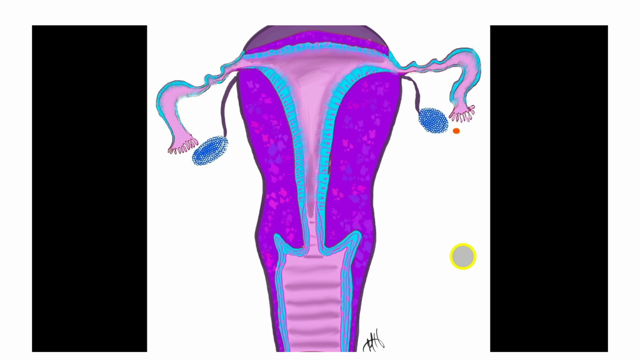If fertilization does not occur, then we have the shedding of the stratum functionalis known as menses, and then the cycle begins again. And we're going to talk about the cycle, both the ovarian cycle and the uterine cycle, to get a better handle on that in a later video.